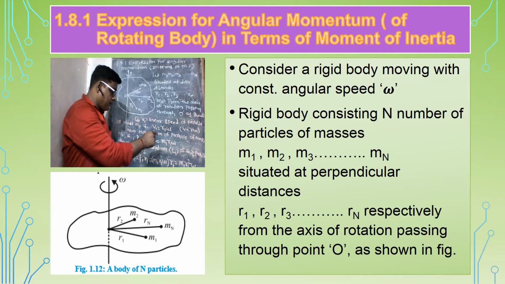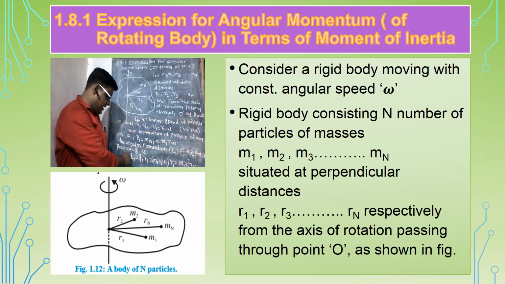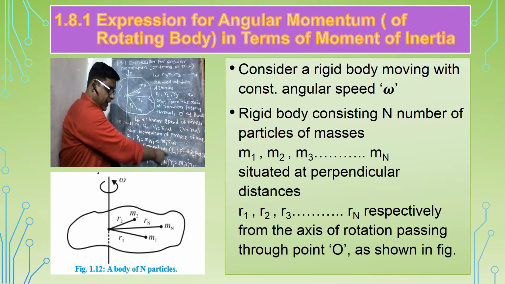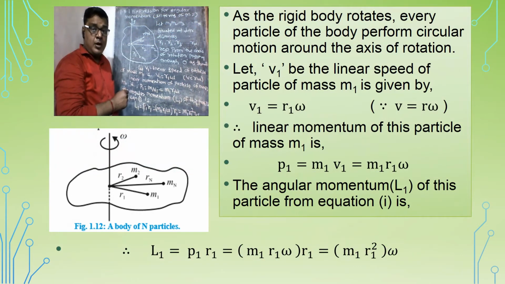L1 of the particle of mass m1, from equation 1, is L1 is equal to P1 R1. P1 is the linear momentum of particle 1. Therefore, according to the relation, m1 r1 omega, and this r1 is multiplied, therefore m1 r1 square omega. This is the angular momentum of the particle of mass m1. Omega is a constant.